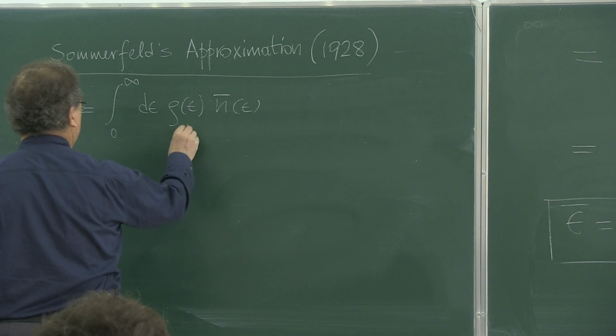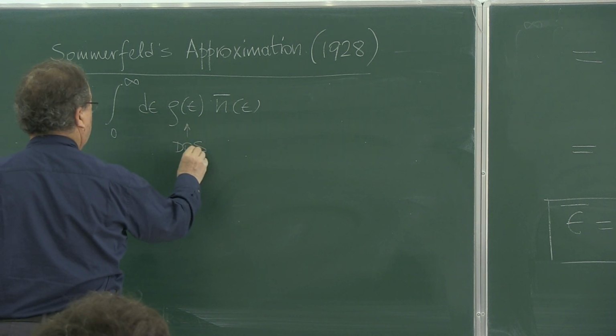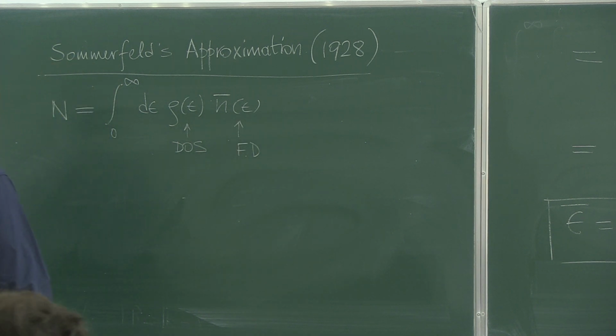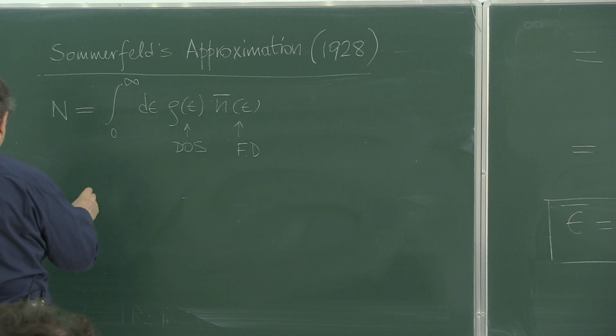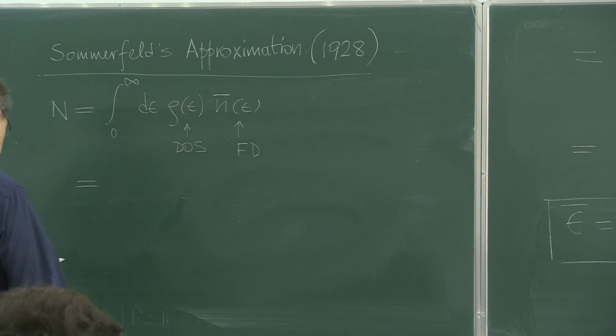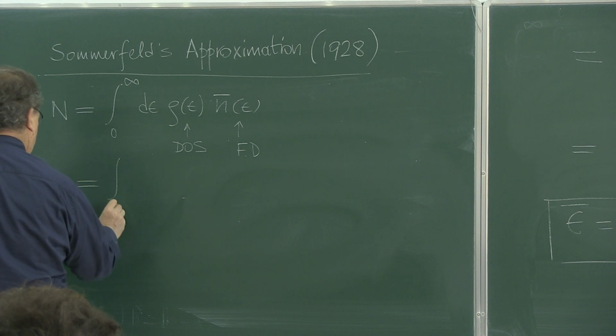So that is the density of states. This is the Fermi-Dirac distribution function. I'm just counting the fully occupied states. That should give me the number of particles in my system. Now, this we know can be written as follows with the approximation. That expression gives us the following.